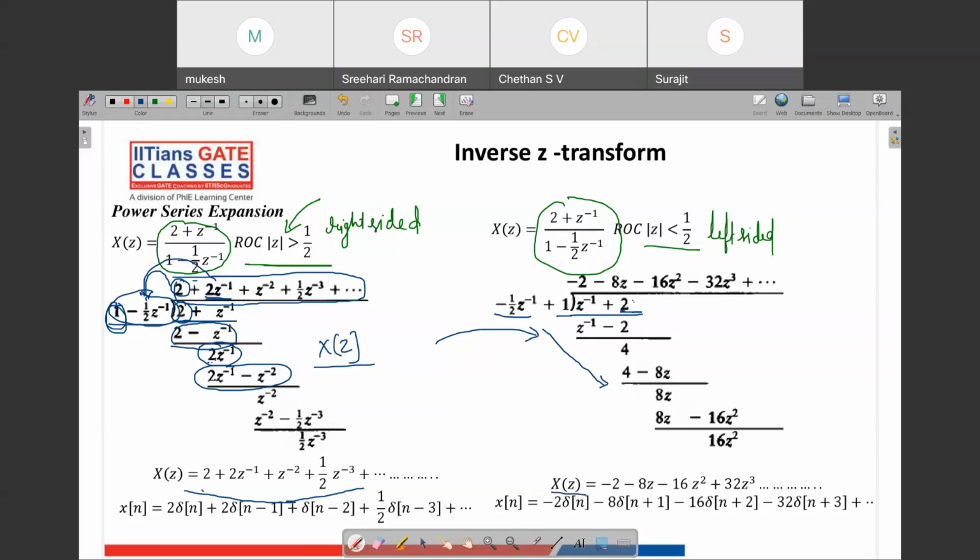Now after finding the x of z, you can calculate the x of n. So the first term doesn't have any z multiplication. It means that it corresponds to n equal to 0. The second one has z to the power -1. This corresponds to n equal to 1. This corresponds to n equal to 2, n equal to 3, and so on. For the second example, -2 doesn't have any power of z, that corresponds to n equal to 0. This corresponds to n equal to -1, n equal to -2, n equal to -3, and so on.